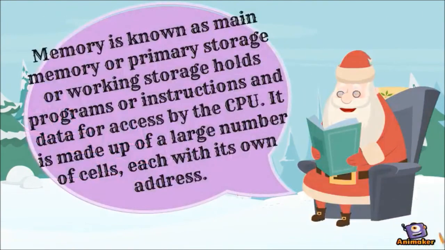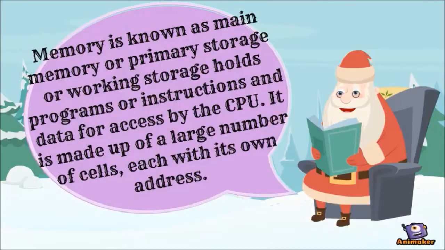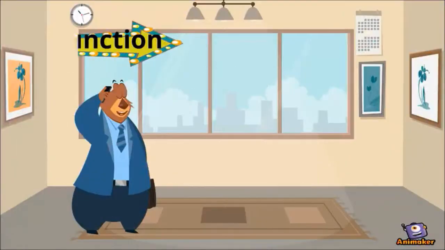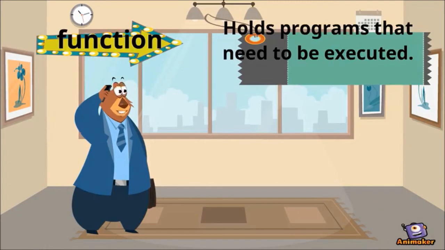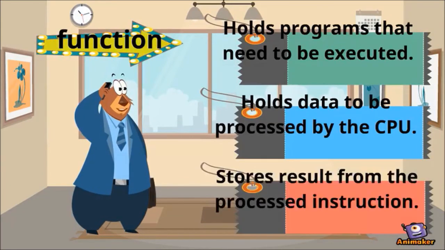Memory is known as main memory, primary storage, or working storage. It holds programs or instructions and data for access by the CPU. It is made up of a large number of cells, each of which has an address. The functions of memory include holding programs that need to be executed, holding data to be processed by the CPU, and storing the results from the processed instructions.